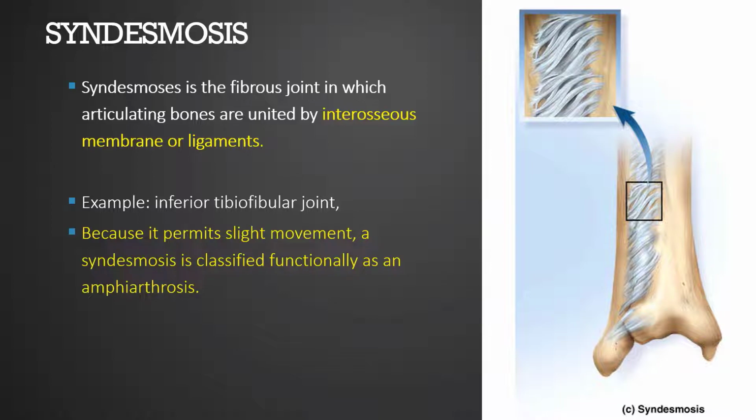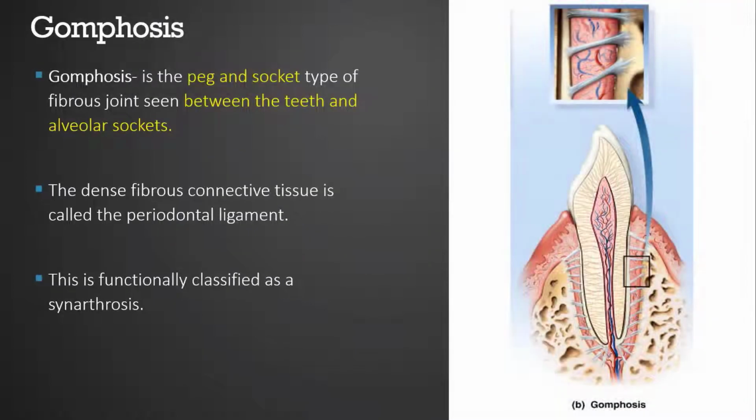Okay, the third type is the gomphosis. Gomphosis is a peg and socket type of fibrous joint in which the tooth is placed within the alveolar socket of the jawbone, and there is a presence of periodontal ligament in between the tooth and the alveolar socket, and this is a dense fibrous connective tissue. So basically gomphosis is the type of joint that is in the tooth and the alveolar bone.